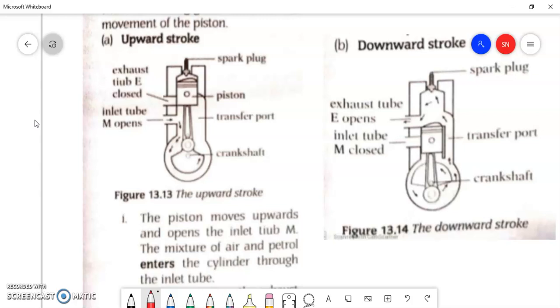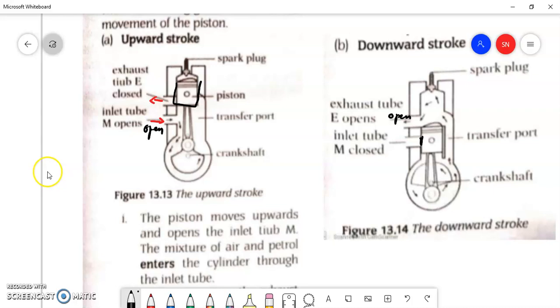Here there is an inlet valve, and this is the exhaust valve, coming out. When the piston moves up and down, when it moves up in this position, the upward stroke, the inlet valve is open. When the piston moves down, it covers the inlet valve, but the exhaust valve is open. So the valves take turns depending on the movement of the piston.